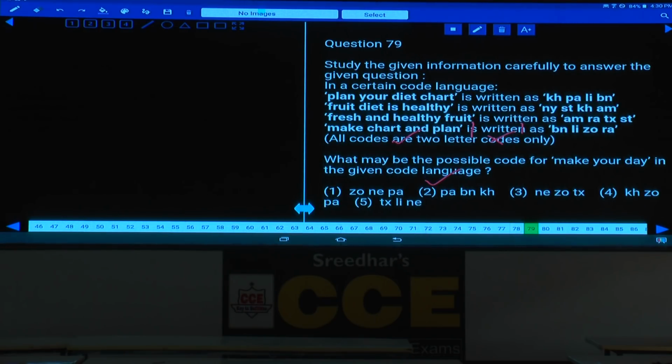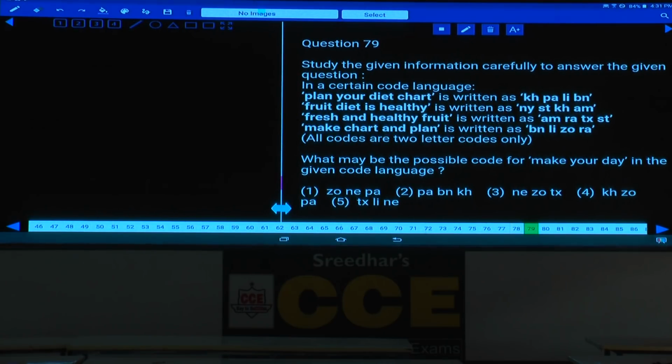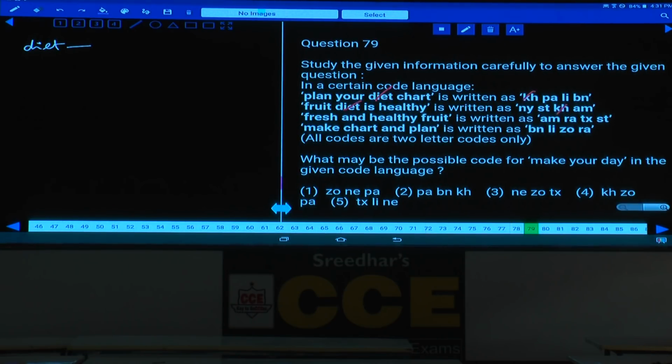Then 79 onwards, questions 79 to 83 are based on coding and decoding. Now if you compare the first and the second statements, plan your diet chart, fruit diet is healthy. Diet is the word common between these two. As diet is common, what is the code common here? KH. The code to the word diet is KH.